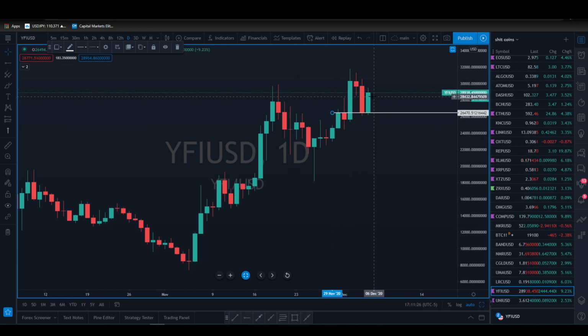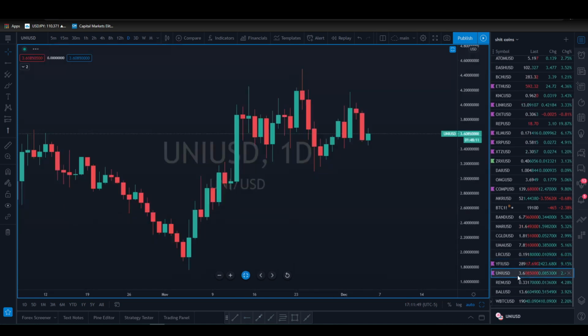However, this looks nice. This looks constructive. We have tested 29,678, almost, not quite, but almost. This is good. So you can look for a pullback in here, possible test of this. Look for some bullish continuation. The next area that we need a daily closure above is going to be 30,319.